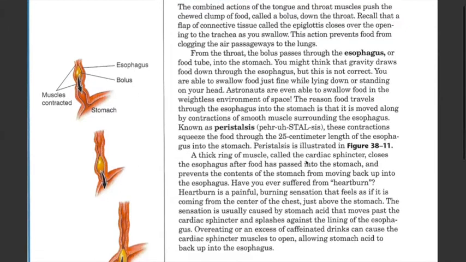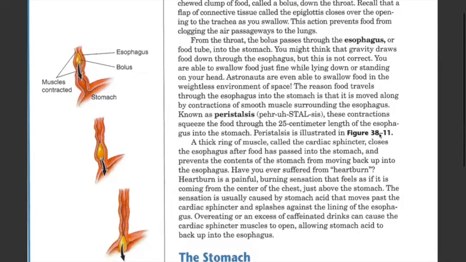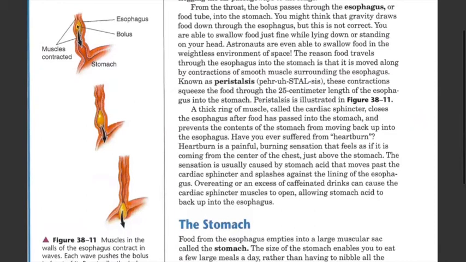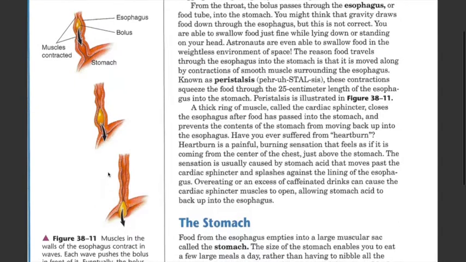Peristalsis is illustrated in figure 38-11. So over here, you see it squeezing the food down as if it was like a tube of toothpaste, squeezing the toothpaste down. Right? I showed you very good videos of that in your notes. Please go back and check that out if you don't remember.